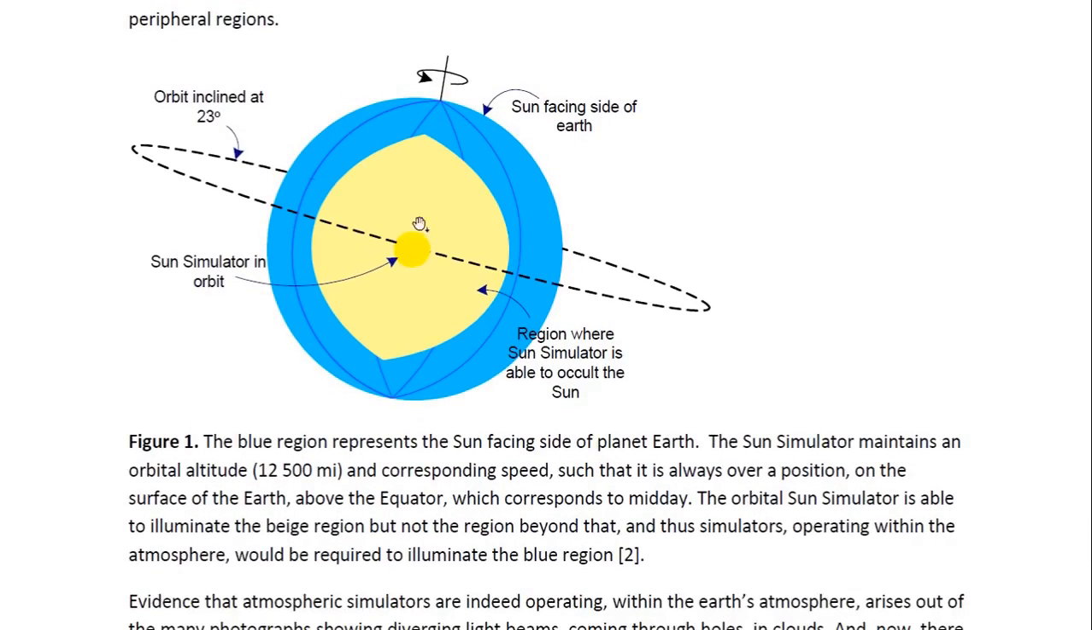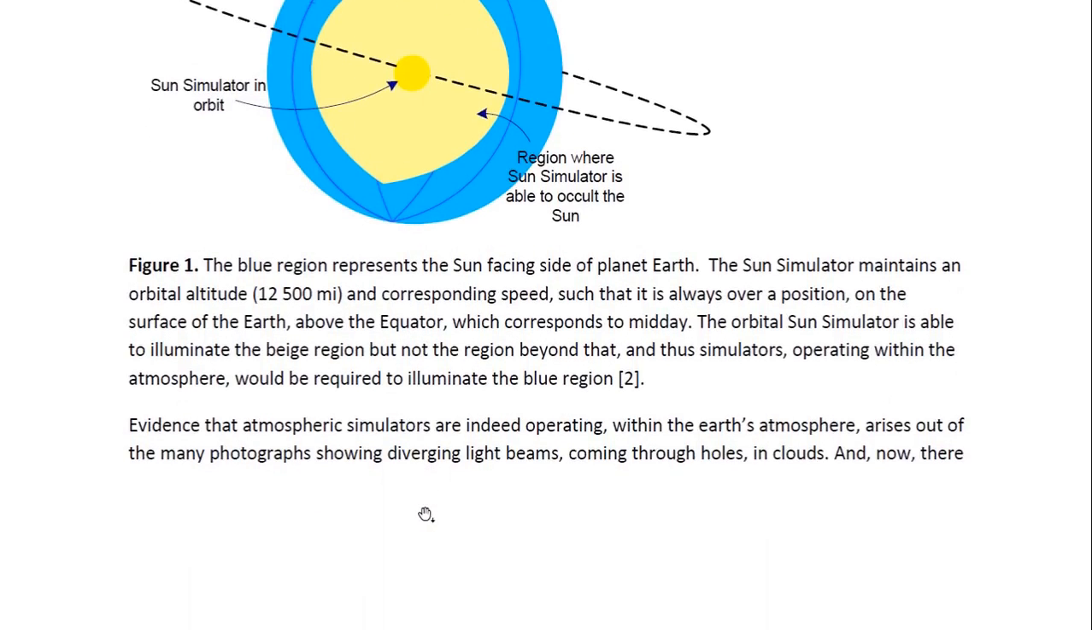And this is represented here. This would be the simulator in orbit. It's able to illuminate a region close to the midday position. The blue indicates the part of the Earth that's supposed to be in daylight. But because the sun simulator is much closer to the Earth than the actual sun, it's not able to illuminate the peripheral regions around here. So simulators within the atmosphere are required then. The simulator, in order to be able to move at the correct speed, would have to be at an orbital altitude of 12,500 miles.